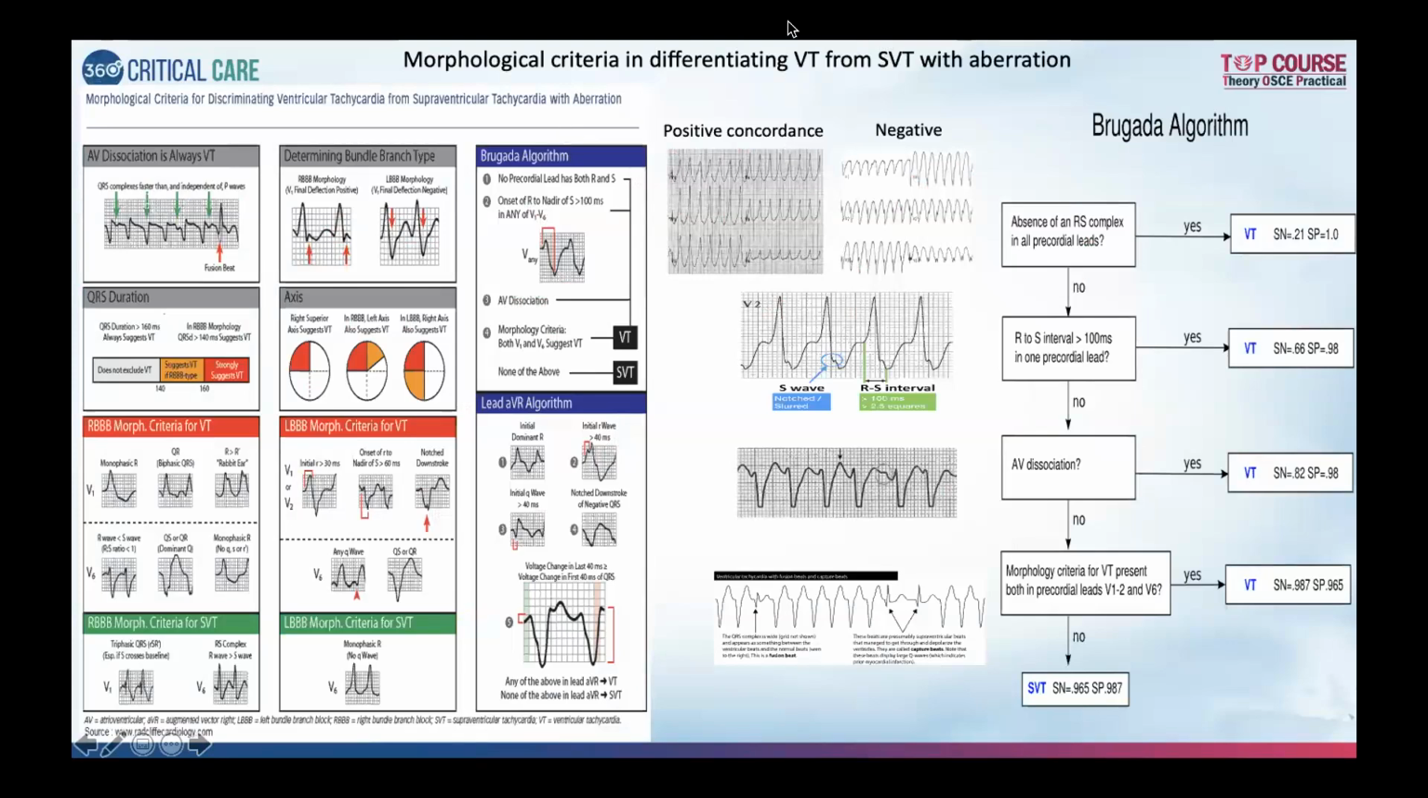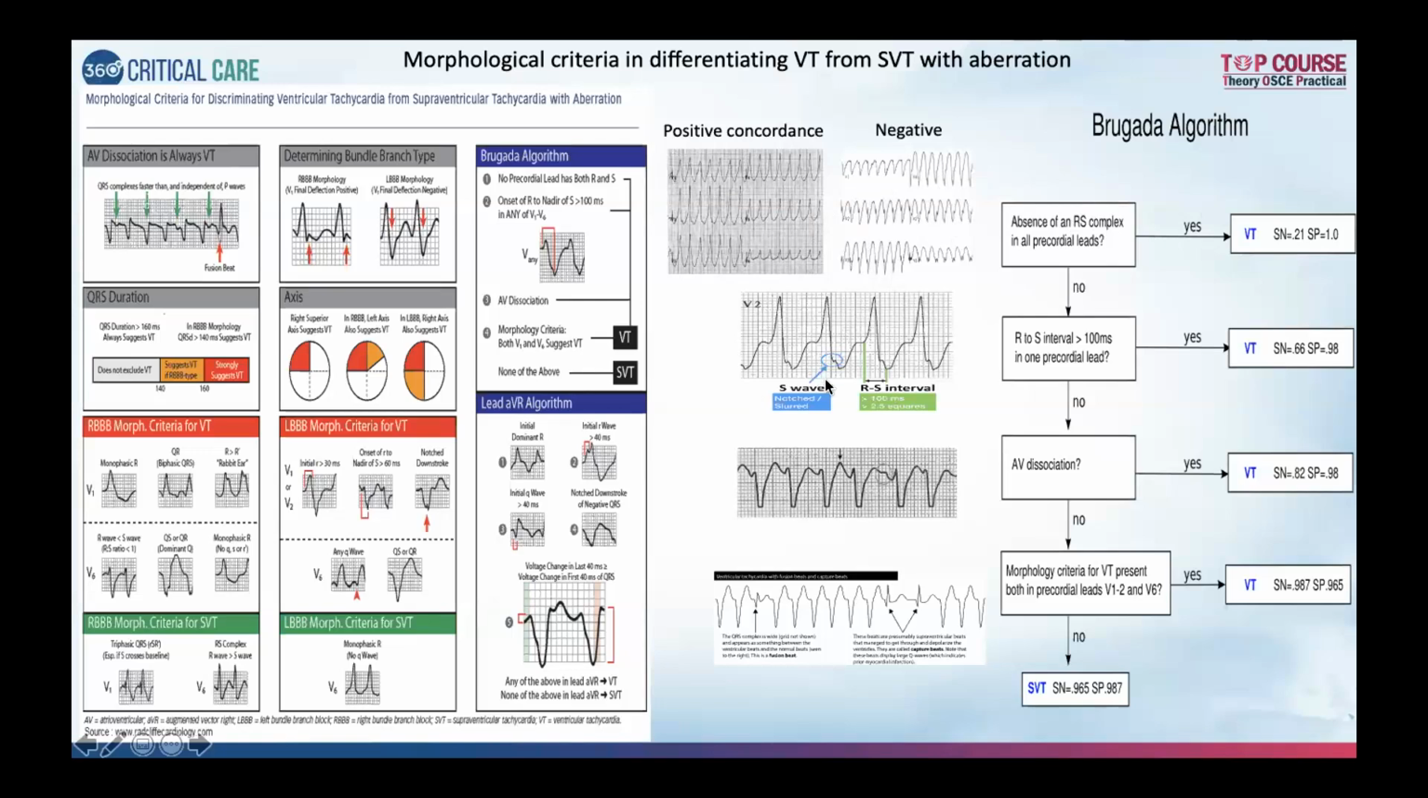Yeah, that's monomorphic VT, somebody has mentioned. So this is the morphological criteria to differentiate between SVT with aberrancy and VT. So this is the Brugada algorithm. So you had this positive concordance in this patient actually. So you can also have negative concordance. That is all the chest leads becoming kind of more negative in appearance. So it can be either a positive concordance or a negative, but it is looking like an absence of RS complex. You don't have a proper RS complex. So this is diagnostic of VT.